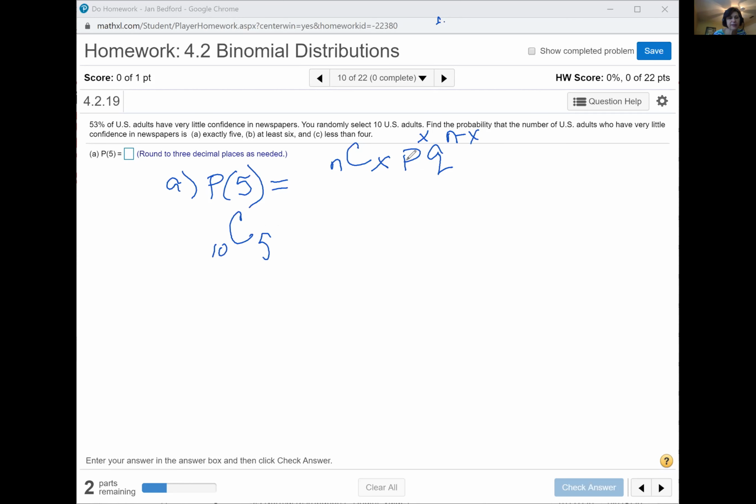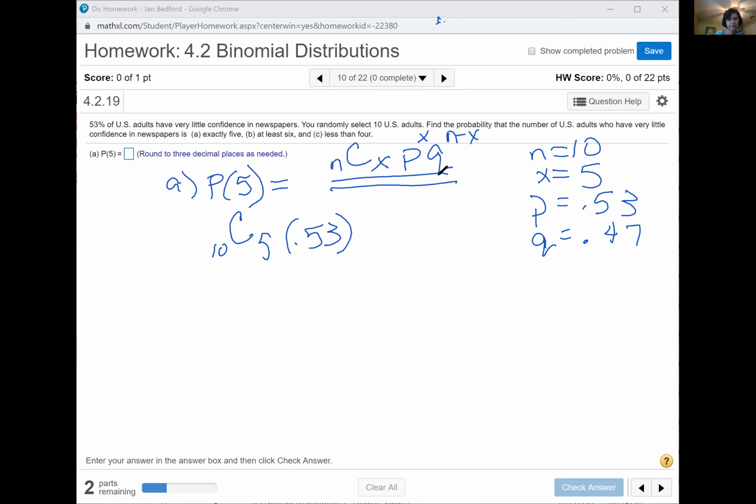My P, my probability of success, is what? So we said n is 10, x is 5, P is 0.53. Good. That means Q is 0.47, right? So we're going to have a combination, 10 things taken 5 at a time, times my P, 0.53, raised to the what power? Using this formula, what's going to be the exponent? 5. Times my Q, 0.47 raised to the 5, because 10 minus 5 is 5.